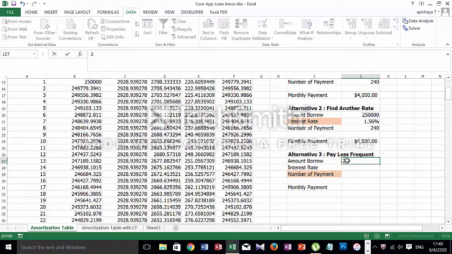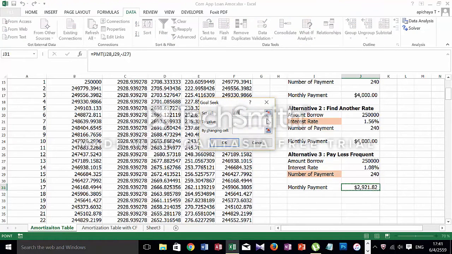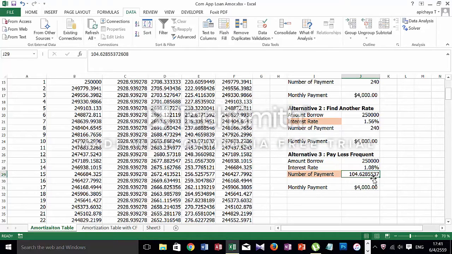So the amount borrowed would be exactly the same as the two previous cases. The interest rate 1.08%. Number of payment 240. And monthly payment using the function PMT. Now use the Goal Seek. So we want to set the cell J31 to value 4,000 by changing number of payment. See, this comes out to be 104 approximately. So that means that by increasing monthly payment, you will pay less frequently.